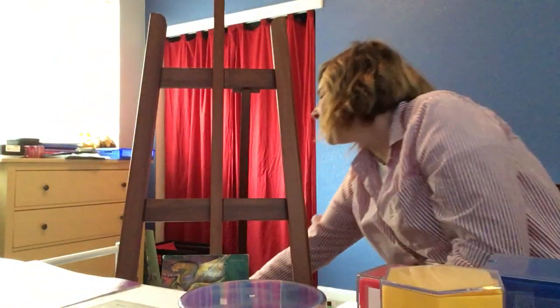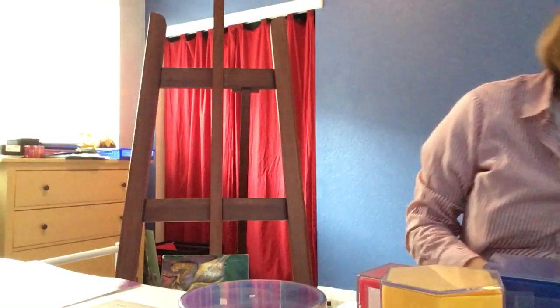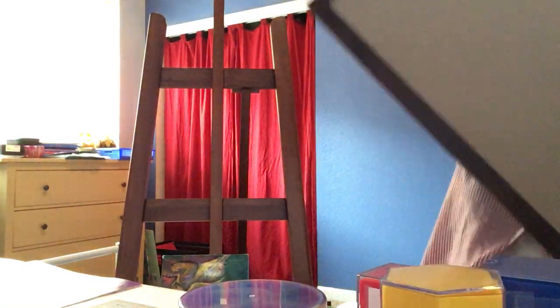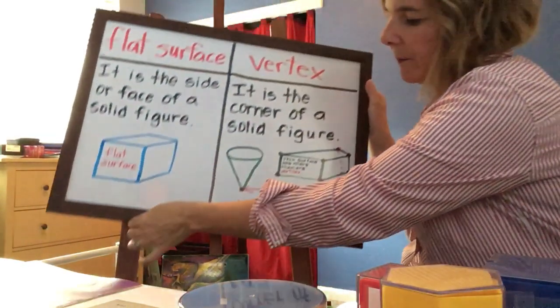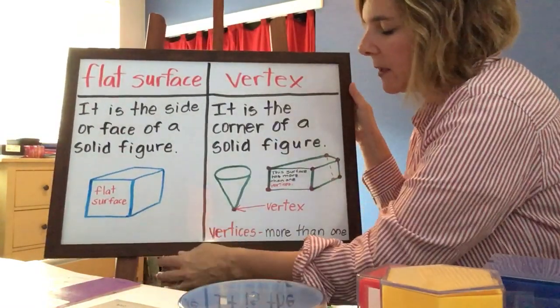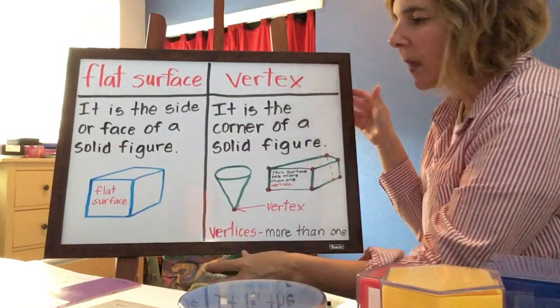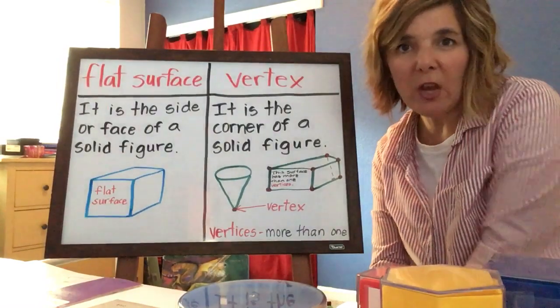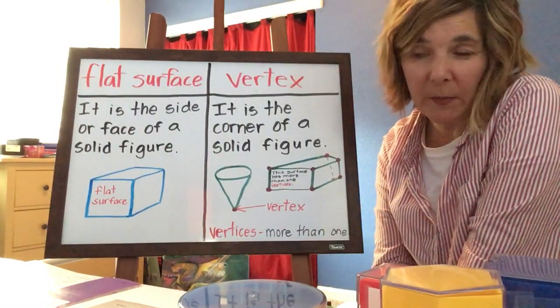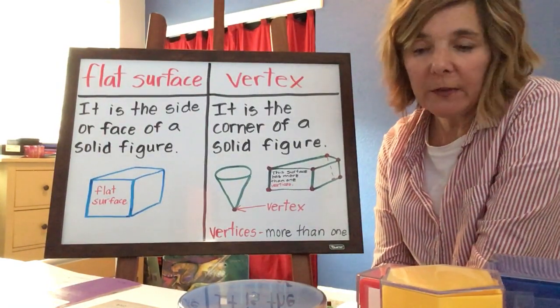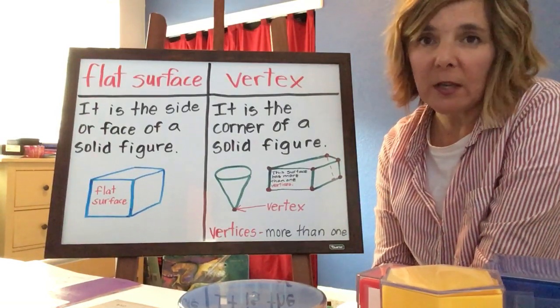Okay, I'm going to remove my plane shapes now that we know how to describe them. And I'm going to put up my sign that talks about solid figures. Now a solid figure is different than a plane shape. A plane shape is the shape of something, but it doesn't take up space. A solid figure is an item or an object that takes up space.